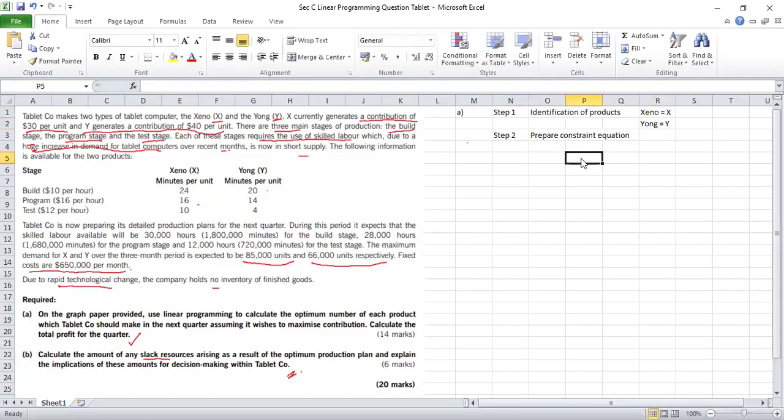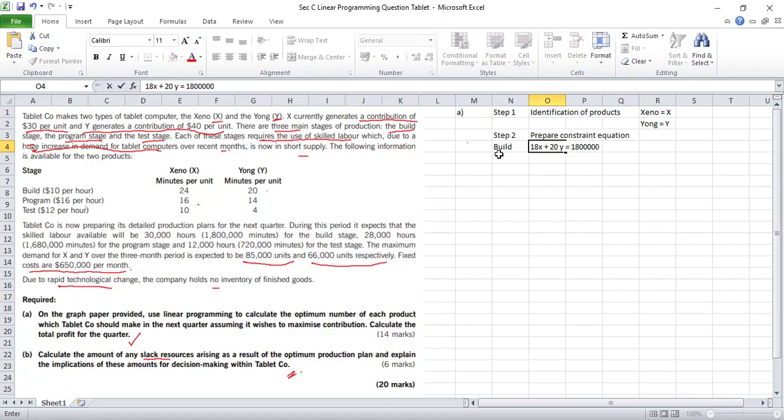So how to prepare constraint equations? To prepare constraint equations, we have three equations. First one is saying that build stage 18x plus 20y is equal to 1.8 million minutes.